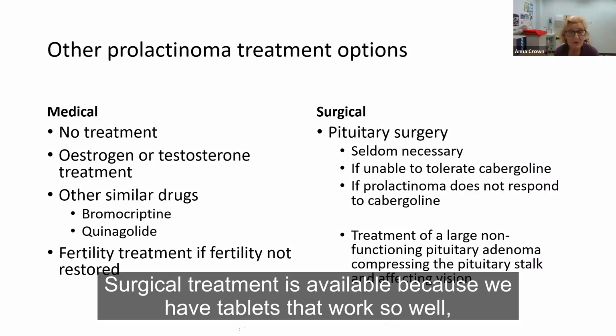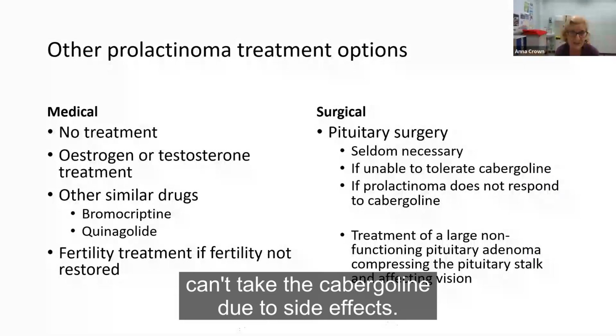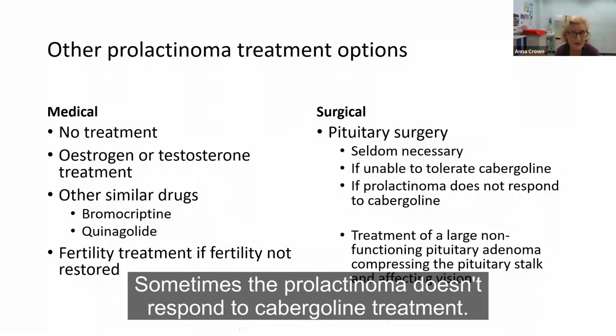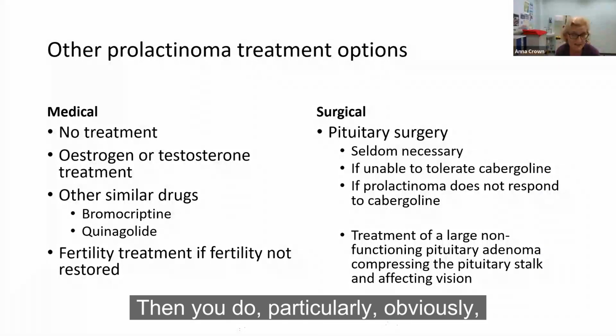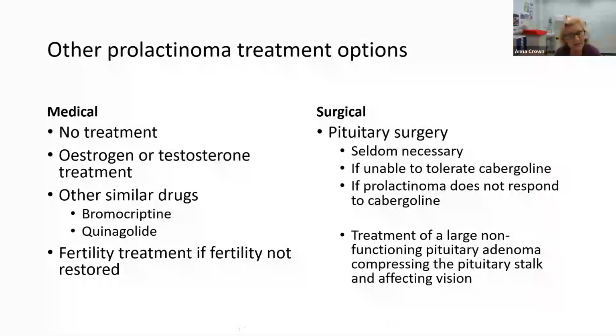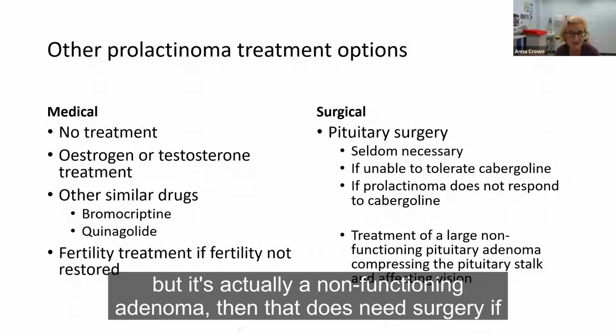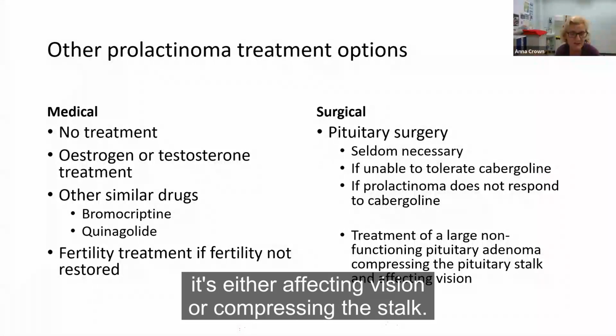Surgical treatment is available. Because we have tablets that work so well, in prolactinomas it's seldom necessary, but we do have some patients who just can't take the cabergoline due to side effects. And sometimes the prolactinoma doesn't respond to cabergoline treatment. And then you do, particularly obviously if it's a macroadenoma, need to think about surgical treatment. And as I said, if you find that this is not a prolactinoma at all, but it's actually a non-functioning adenoma, then that does need surgery if it's affecting vision or compressing the stalk.